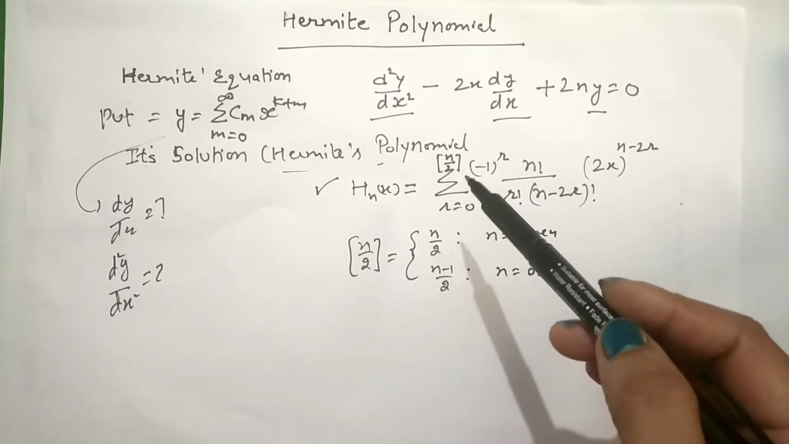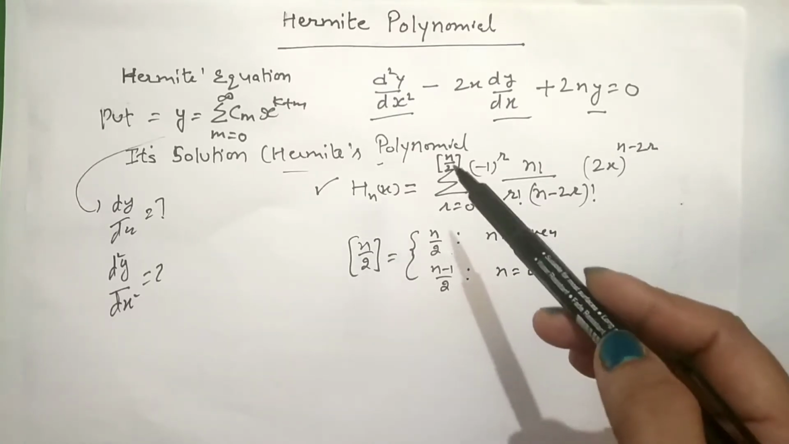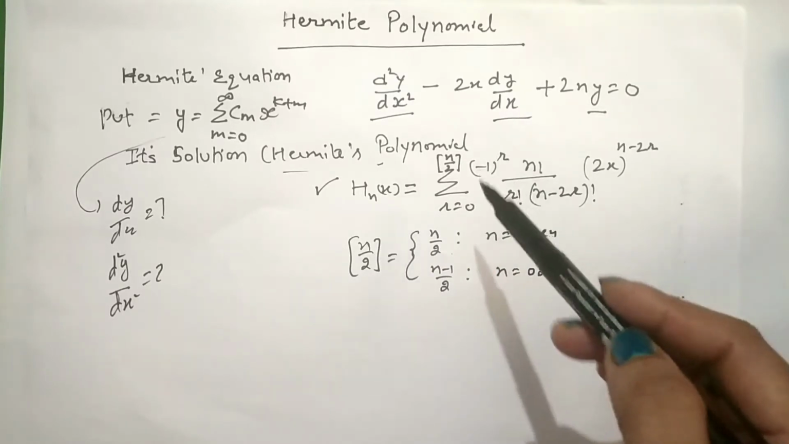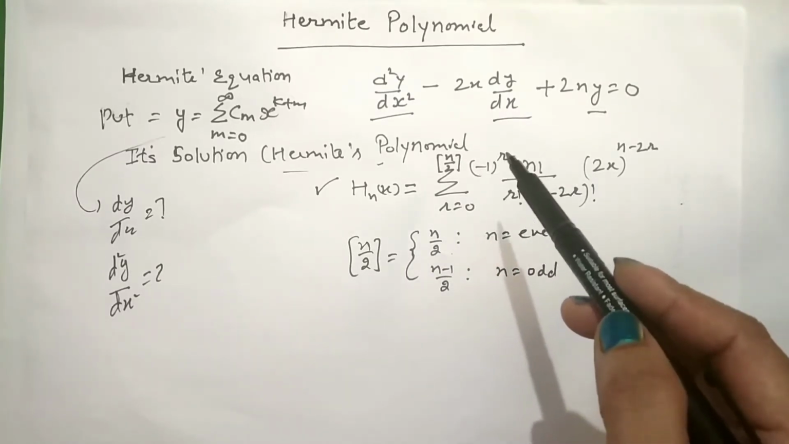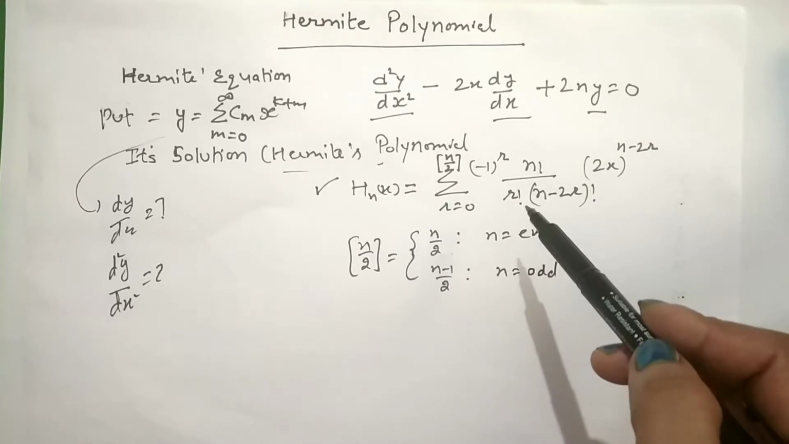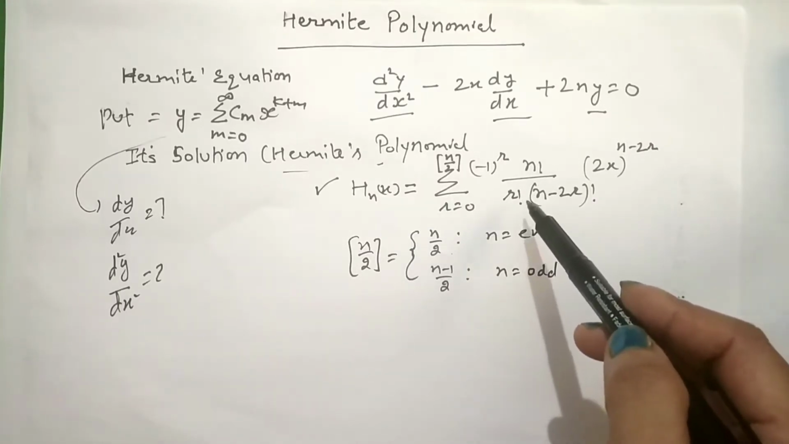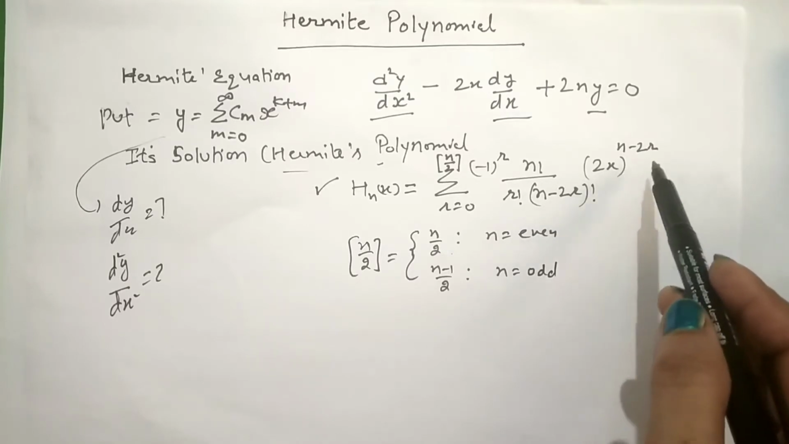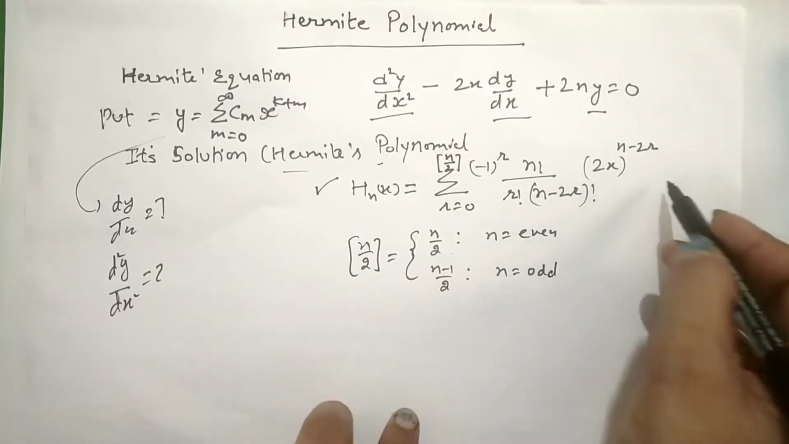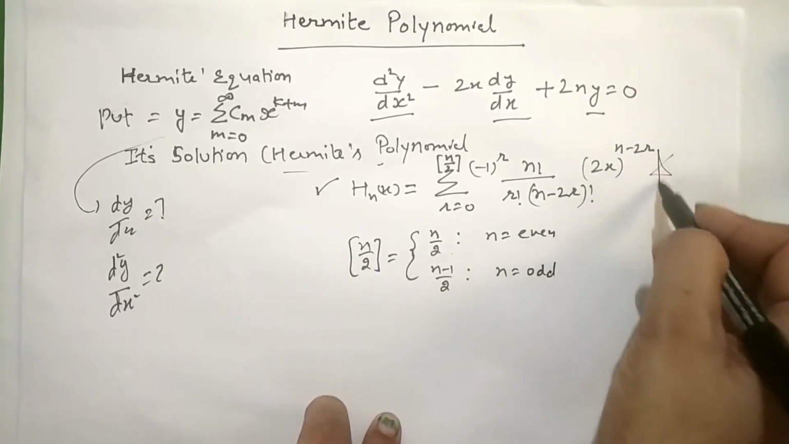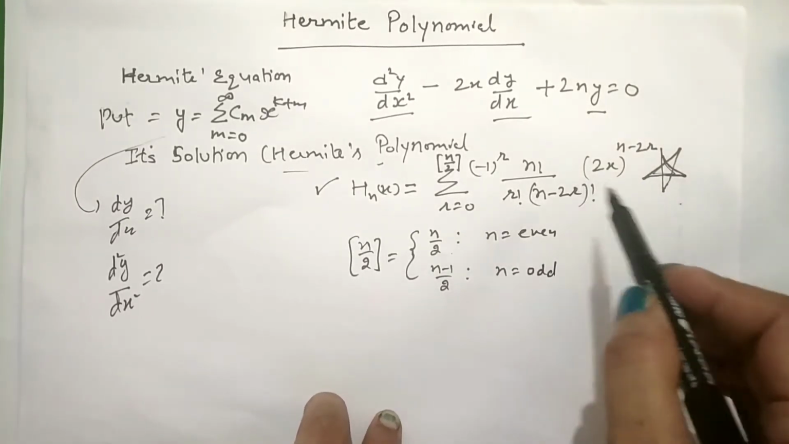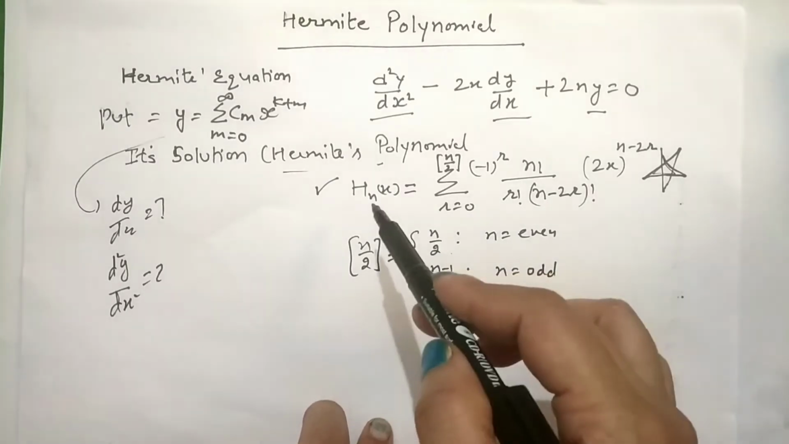The solution is the summation r varying from 0 to the box of n by 2, where the term inside the summation is minus 1 raised to power r, n factorial, over r factorial times n minus 2r factorial, into 2x raised to power n minus 2r. You have to remember this very important result, which we are going to use again and again in these questions. This summation is H_n(x).